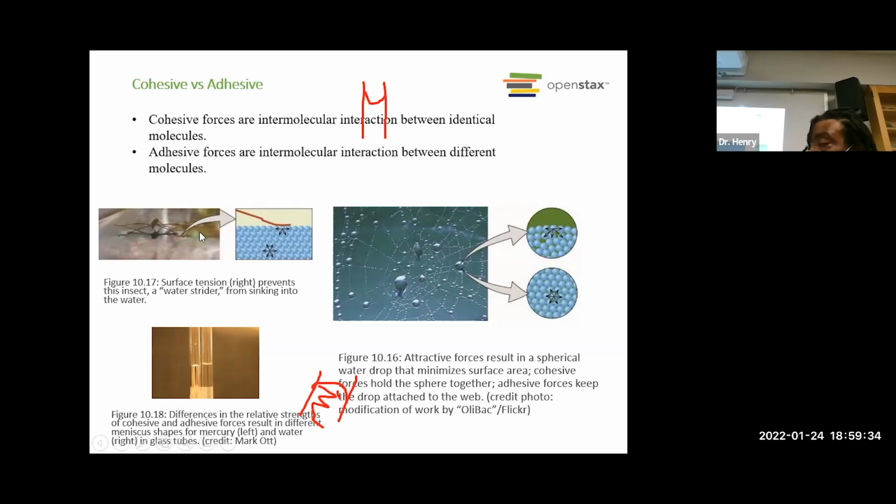In the case of the water strider, the cohesive... Yes, so you're right, it isn't sticking to the water. Its leg isn't sticking to the water, right? So it's gliding on the water, right?